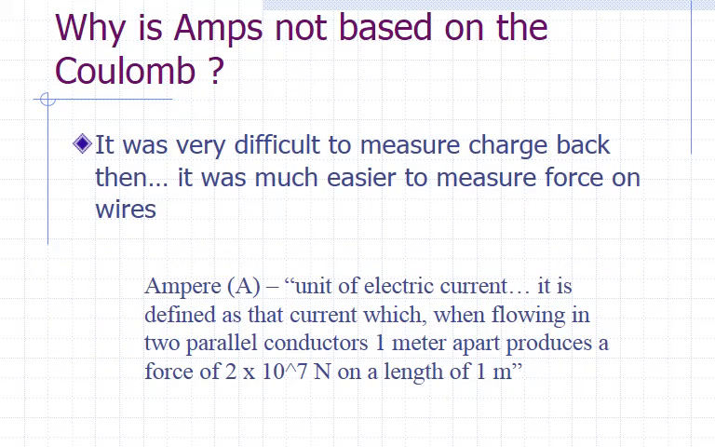So again, why is the amp not based on the coulomb, like a coulomb per second or something? Again, it was very difficult to measure charge, and so it's much easier to measure force on wires. And if you send a certain amount of electricity through them, they could physically measure that force, and so that was very helpful.